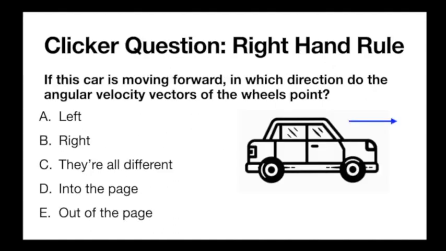All right, so let's just do a practice. If this car is moving forward, what direction is the angular velocity of the wheels? So this should be a quick one. This car is moving to the right. What direction is the angular velocity of the wheels using the right-hand rule? Wrap your fingers with the direction that the wheels are spinning.